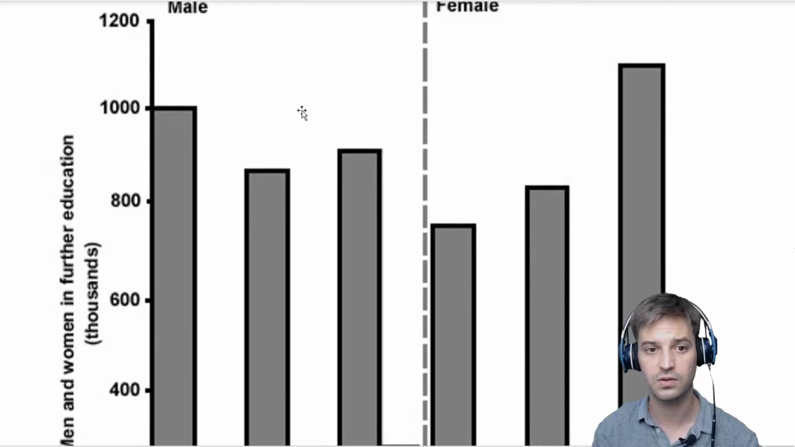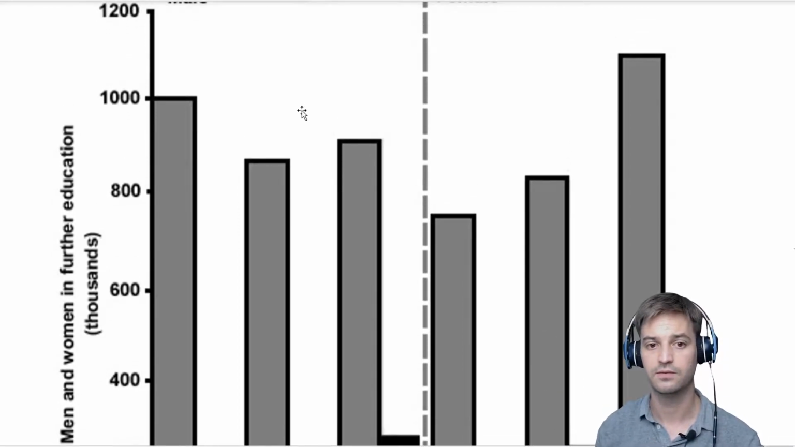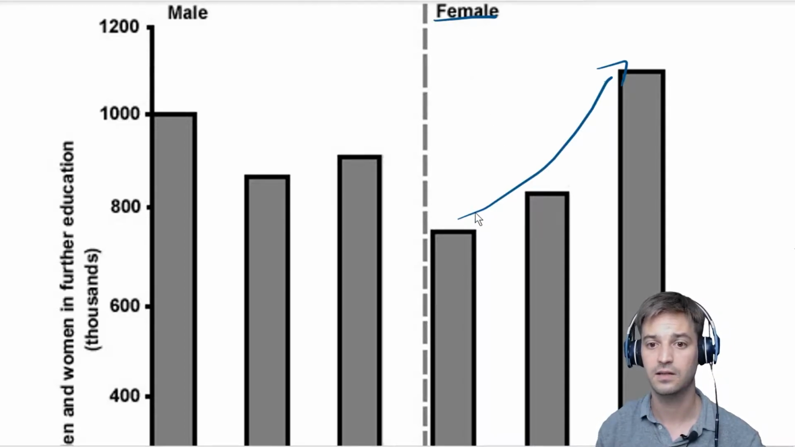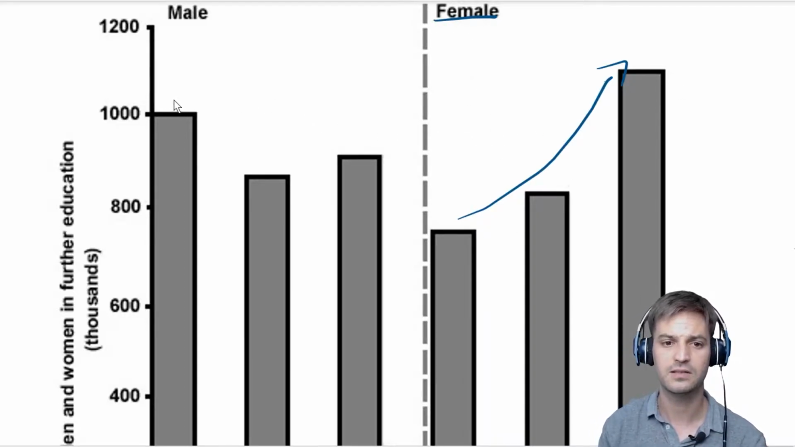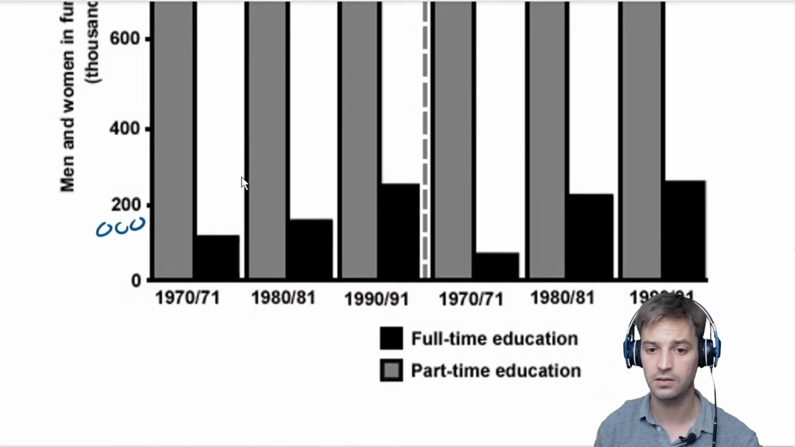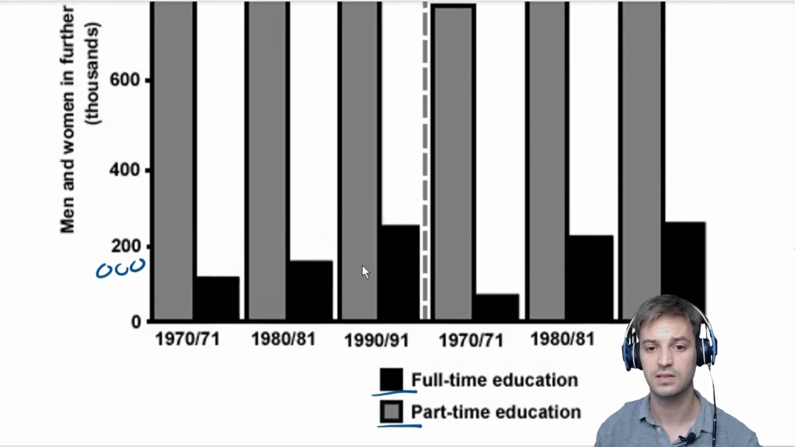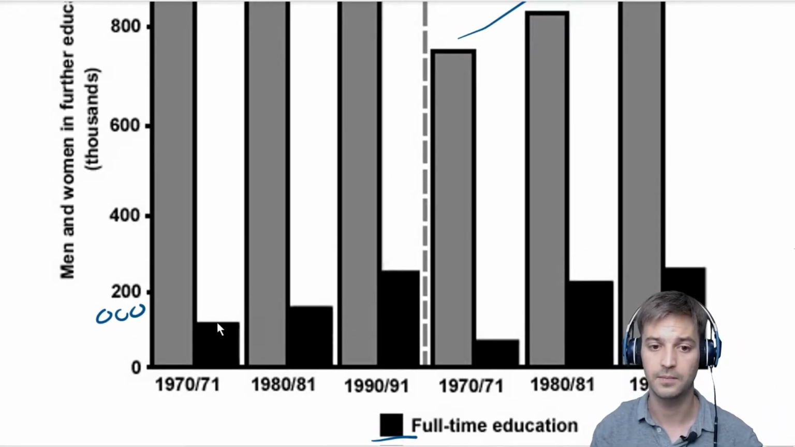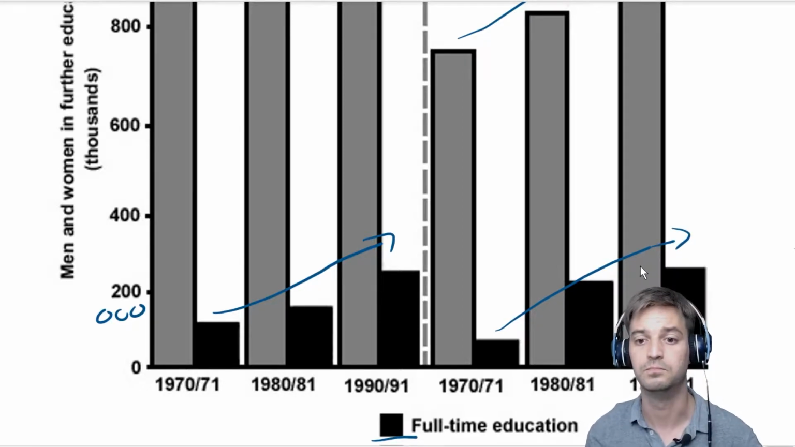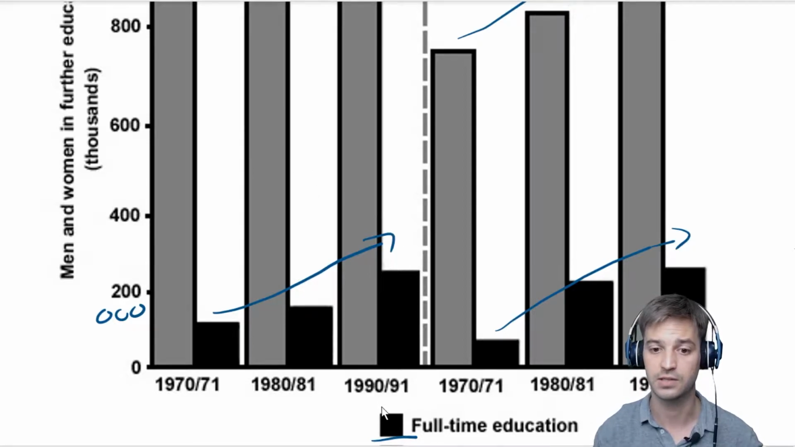So let's have a quick look at the whole chart in general. Very quickly we see this trend over here. On the female side, we see a sharp increase. On the male side, we see a very, very funny pattern there. The grey are part-time students. Okay, with the full-time students, we see a different trend. So over here, we see that both the male and female sides are increasing in terms of full-time education.